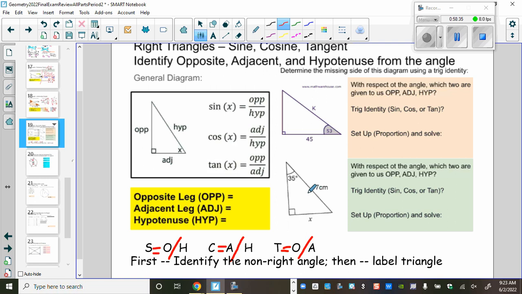What you need to do on your triangle, you're going to get something such that you're going to have to use a sine, cosine, or tangent. But the most important part is to identify the non-right angle, because that's going to help you determine which side is opposite or adjacent with respect to the angle. Now, the hypotenuse will never change. Who can tell us where the hypotenuse is located on a right triangle?